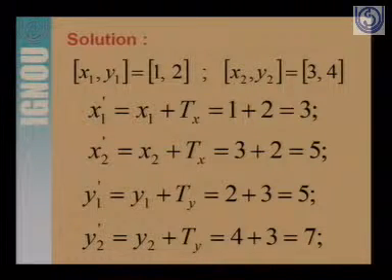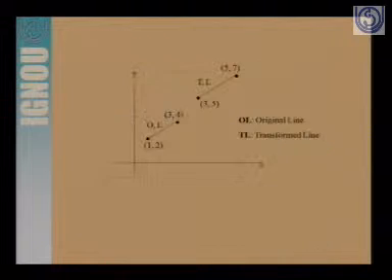So y2 dashed is equal to 4 plus 3, that is 7. So we have got the coordinates for the endpoints of the straight line. Finally, it will look like this. So let us have a pictorial view over here.